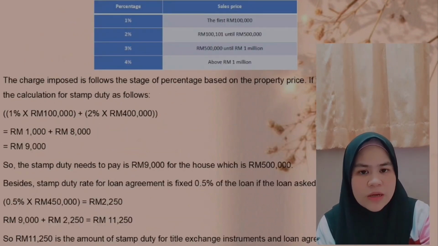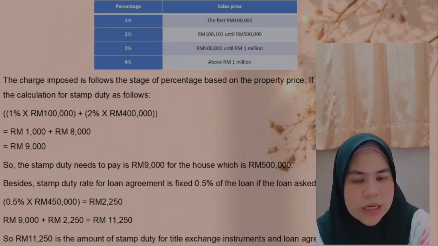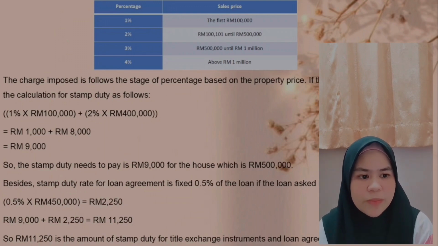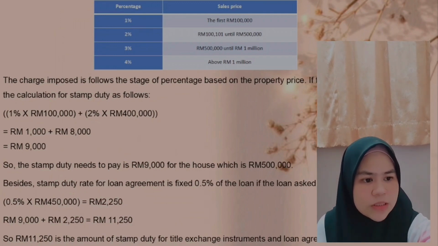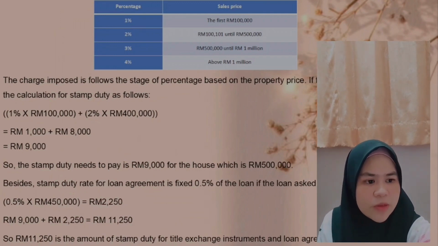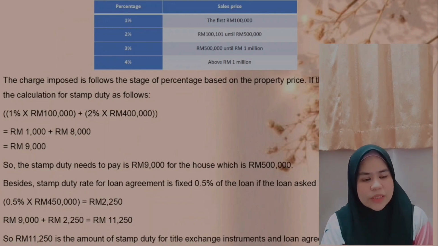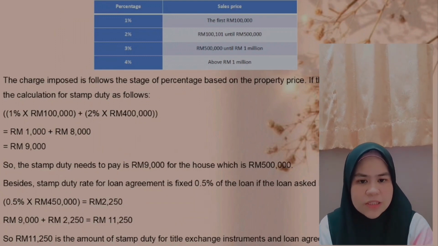Okay, so stamp duty has its own rate. Based on the table that I put in the slide, the charge imposed follows the stated percentage based on the property price. Basically, low cost housing is 500,000 and below. So we take 500,000 ringgit as the example property. The calculation for stamp duty is as follows. The stamp duty to pay is 9,000 for a house priced at 500,000.